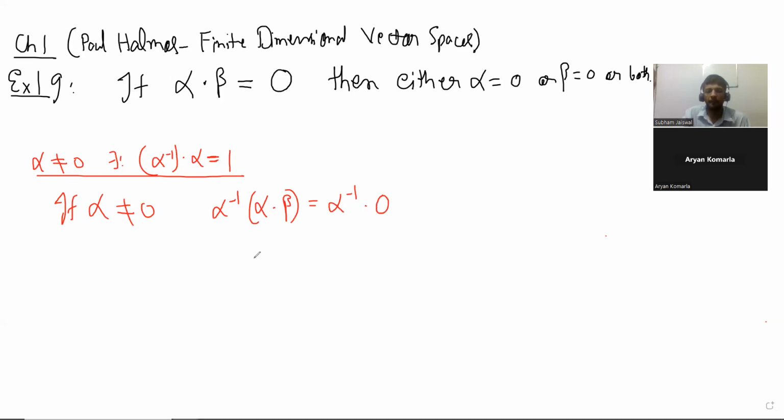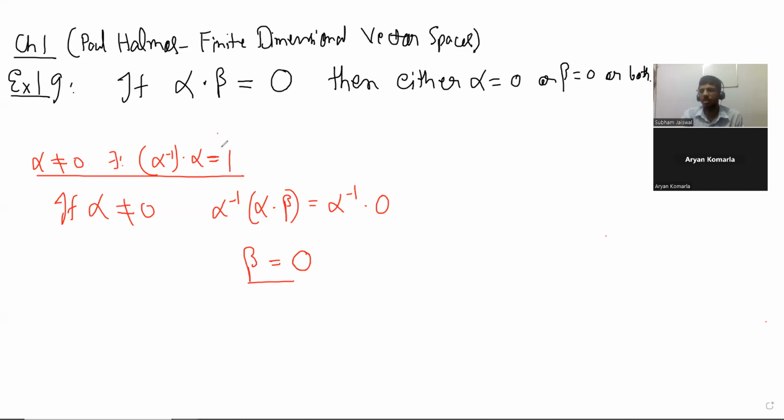Now, because multiplication is associative and using the definition of inverse, the right hand side simplifies to beta. And on the left hand side, because 0 times any scalar is 0, which you can prove, beta is equal to 0. That is it. So you see, this assumption in fields that everything has an inverse.